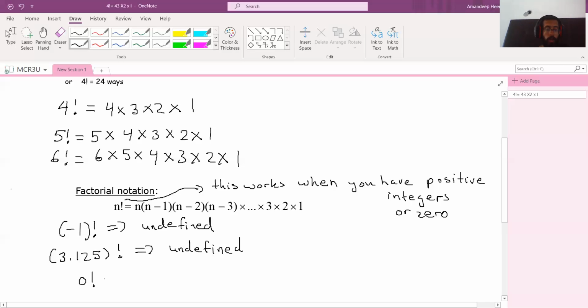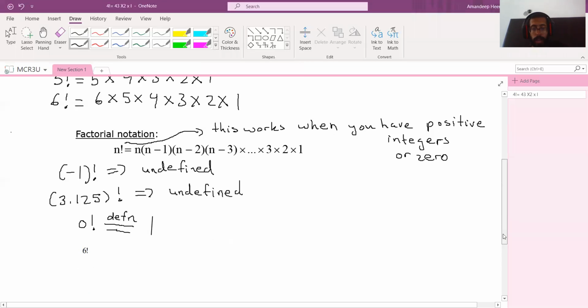Okay, so by definition, 0 factorial is always going to be 1. So 0 factorial is always going to be 1. Okay, so let's do some examples to calculate it.